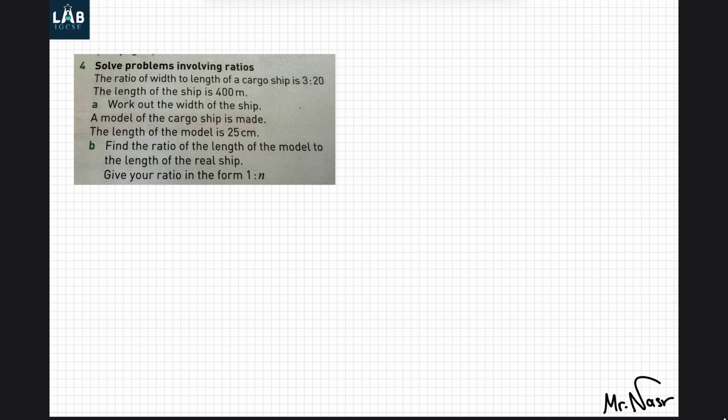So we have a ratio of length to width, okay? Let's see the question. The length and width of a cargo ship are in the ratio 3:20. The length of the ship is 400 meters. Which share does the length take? It takes 20, because the length is taking 20 and the width is taking 3. So 400 will be taking 20 shares, from the ratio there. So we need to work out the width of the ship, okay?